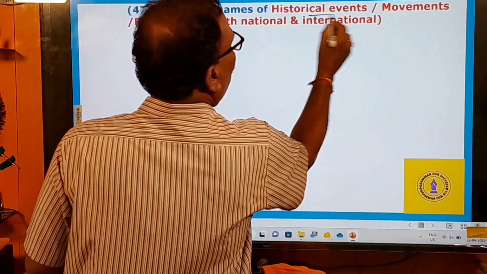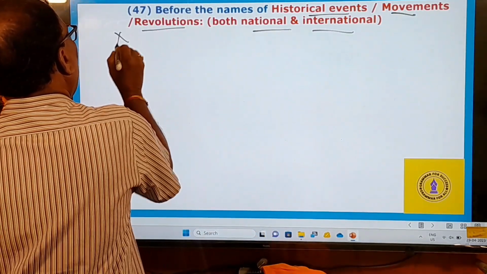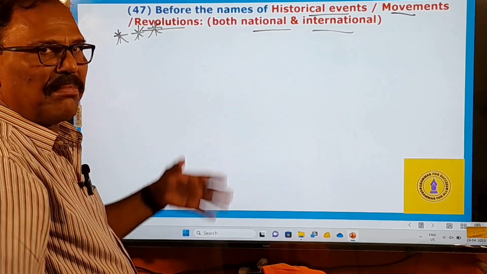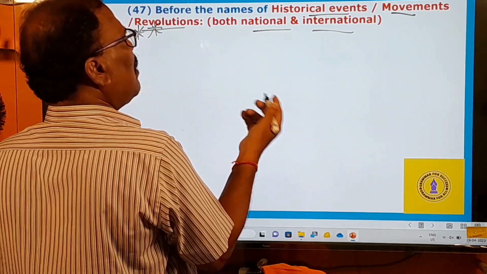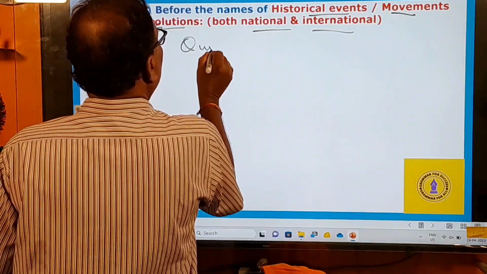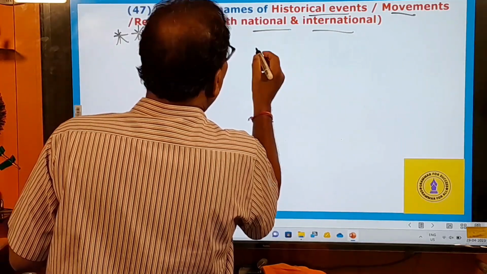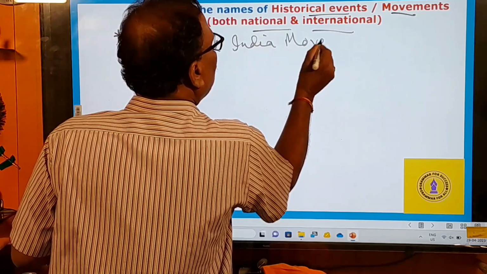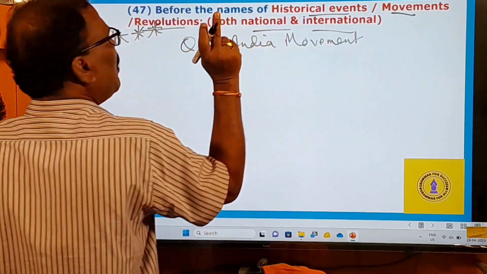Before the names of historical events, movements, revolutions, both national and international. As a star marked one in the general examination, questions will be composed on this. Write this. Historical events, movements, revolutions. Historical event means Quit India movement is there. It's a historical movement, an event. Quit India movement. Event is a movement. Movement is an event.